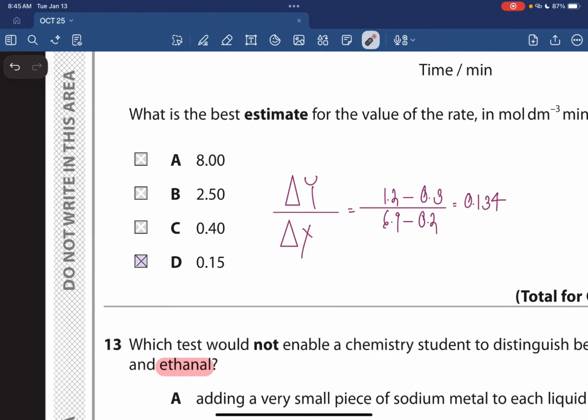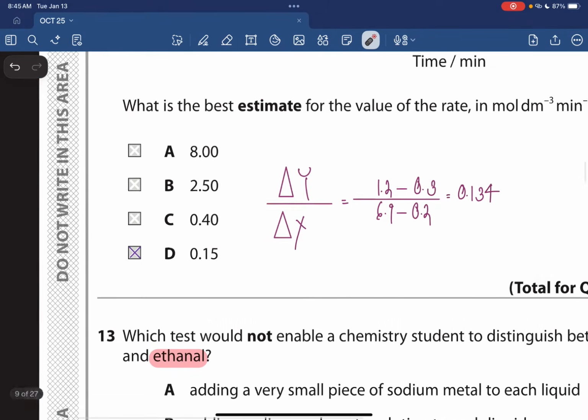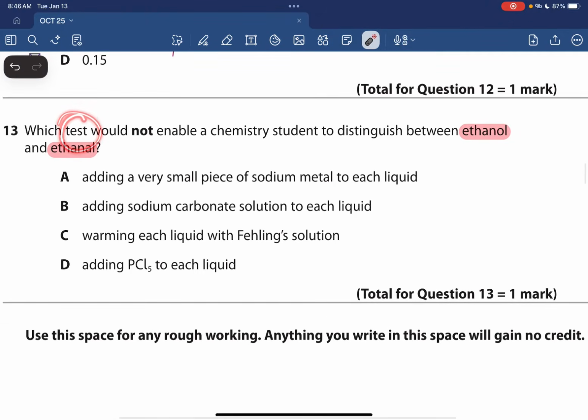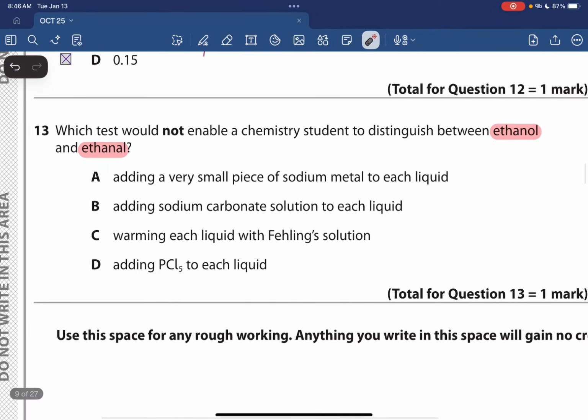This was an estimate kind of question, so you have to take that into mind while figuring this out. Which test would not enable a chemistry student to distinguish between ethanol and ethanal, alcohol and aldehyde? Adding a small piece of sodium metal would obviously give a positive test with alcohol.